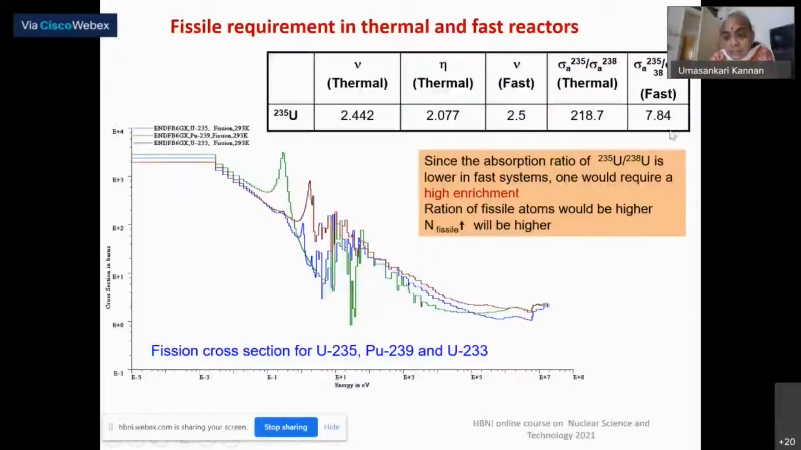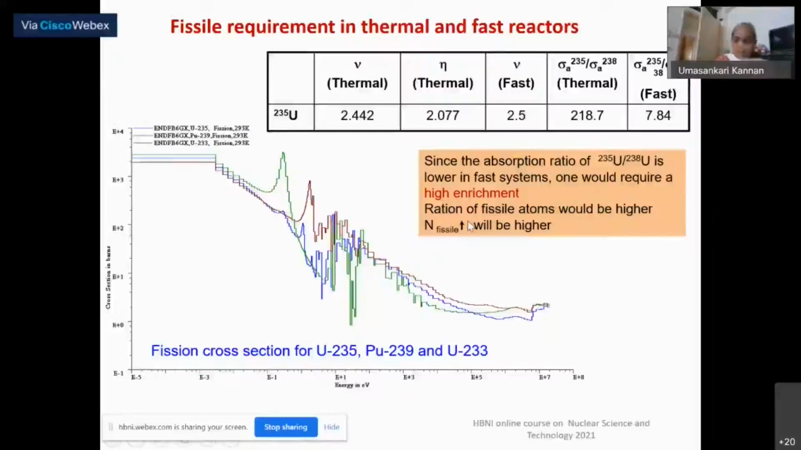What does this mean? This means that you will have to use a large amount of fuel in a fast reactor as compared to a thermal reactor. You would have to have higher enrichment in order to increase this production. So since the absorption ratio is lower in fast systems, one would require a higher enrichment, or a larger number of fissile atoms, which means you will have to enrich it further. That is why you have 20% plutonium or 30% plutonium and 70% uranium. So this kind of combination is required.